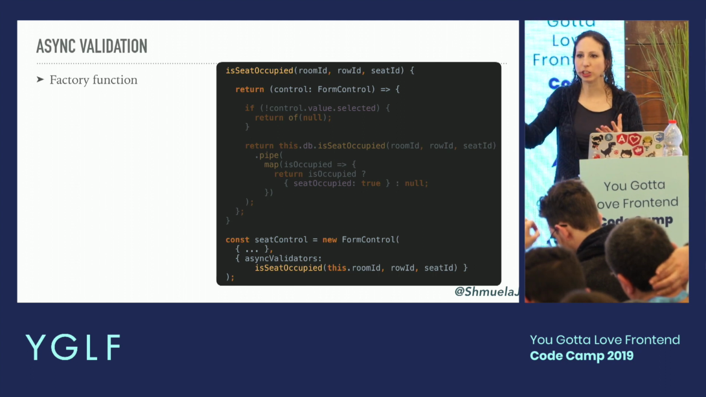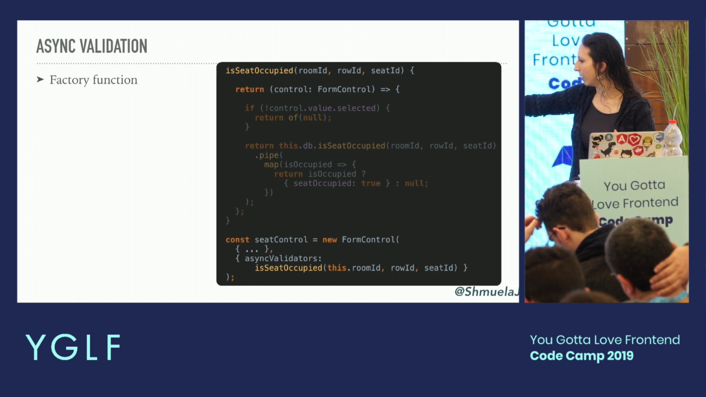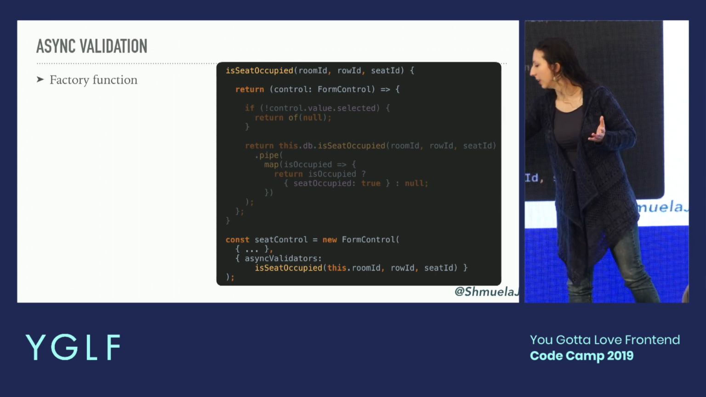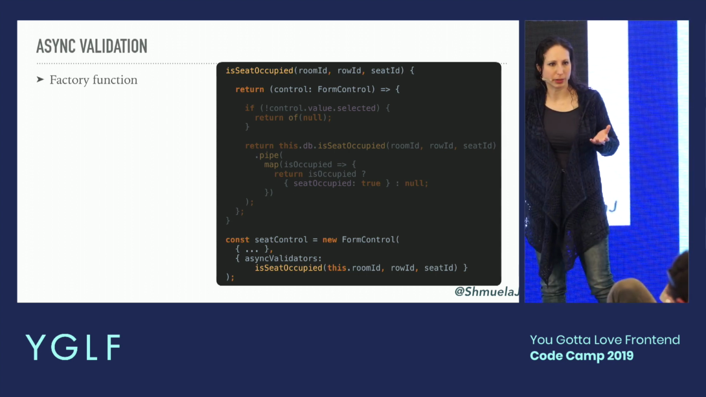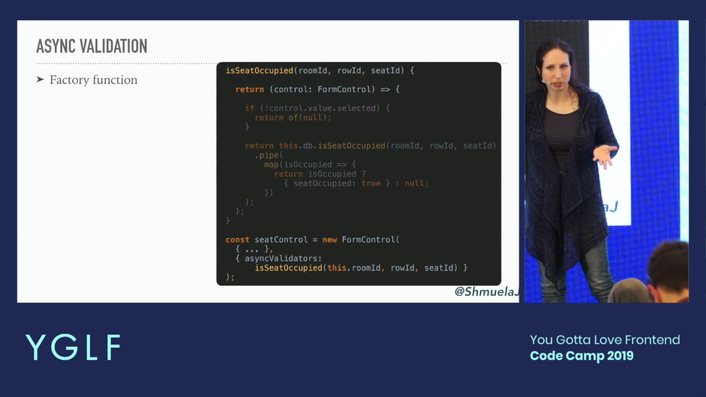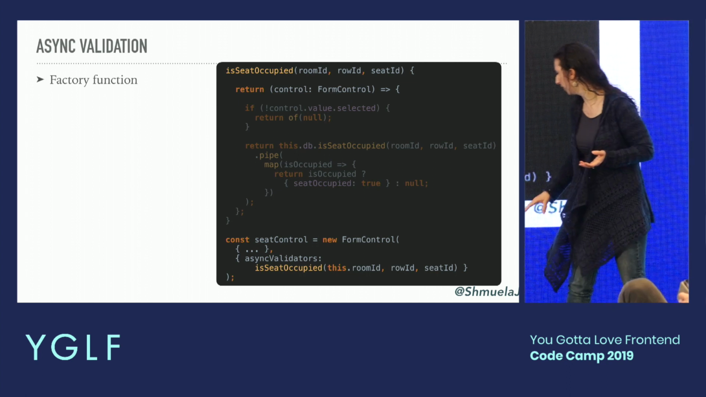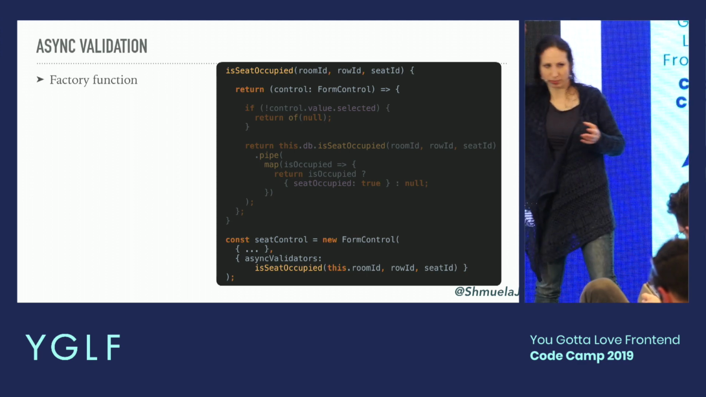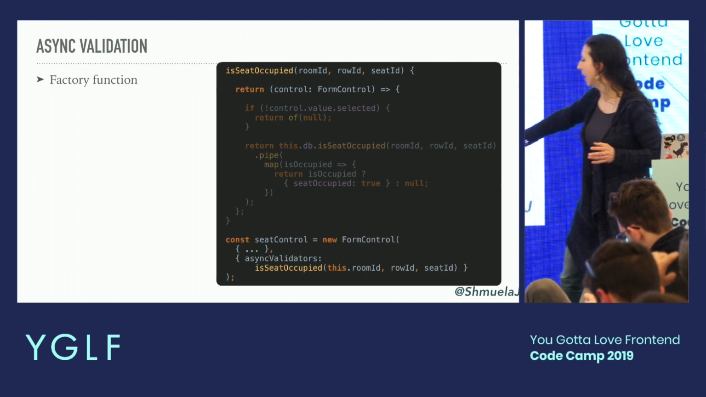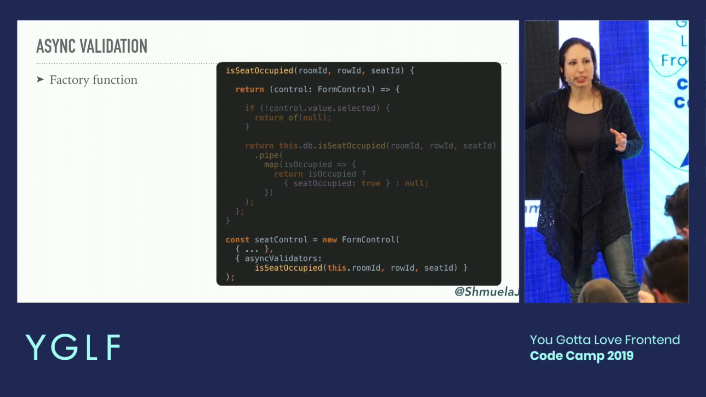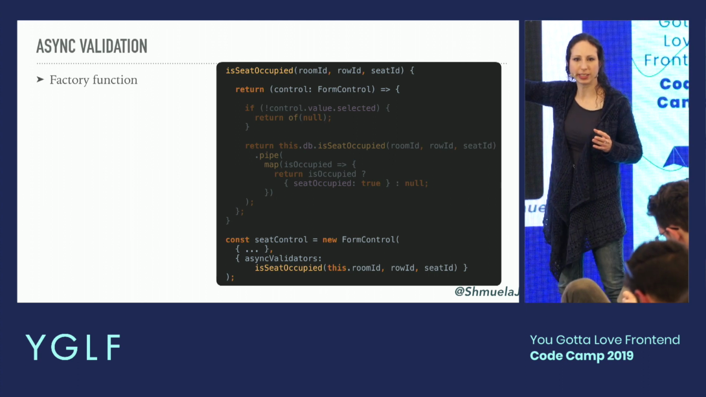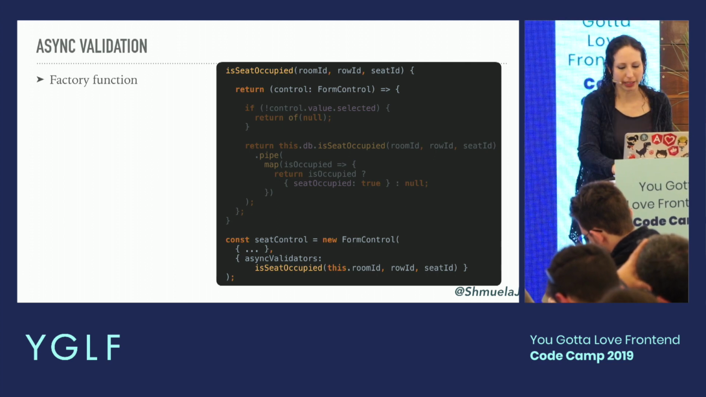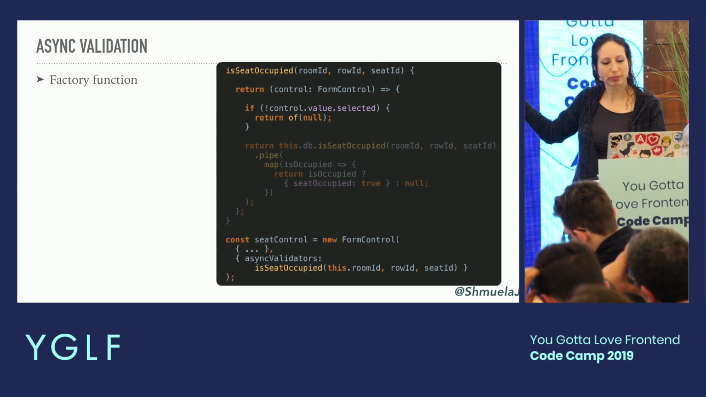And the way that I will register this validation is this way. I'll say that there's async validators and is seat occupied, and pass. Because I just created this seat control, I have all this data, this room ID, the row ID, and the seat ID. Well, the room ID comes from the room information, and then I initialize this validator. I actually create a validator function, so this is a factory function that's doing that. And so let's see how it's implemented really shortly.